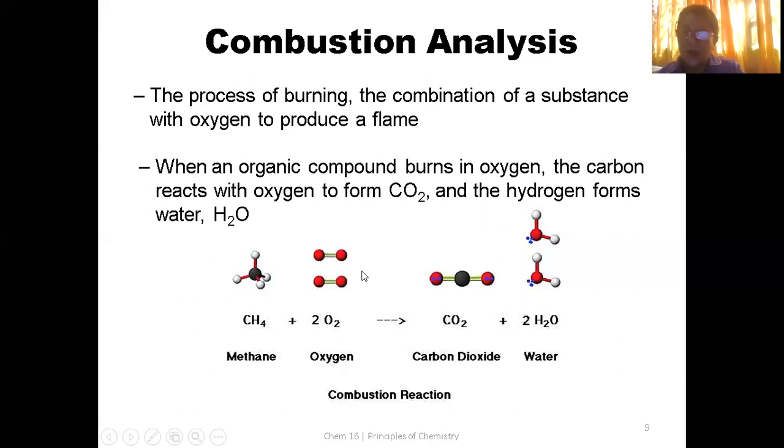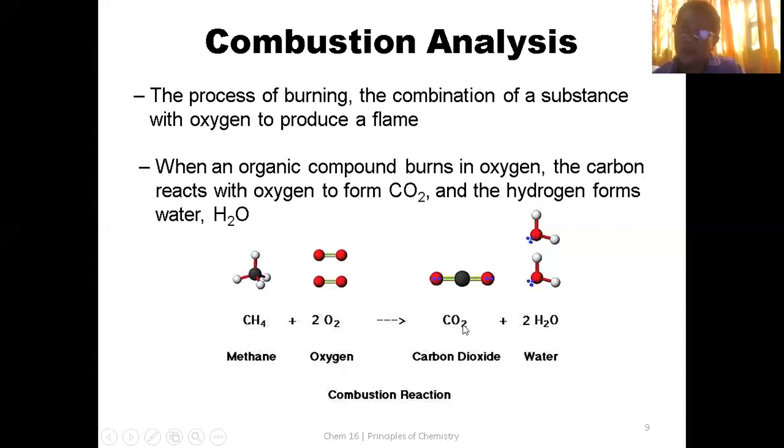So how are you going to balance this? As I have said, in combustion you look at the carbon and hydrogen. Carbon is 1, so there is no problem. The hydrogen is 2, so you add 2 here to make it 4. Hydrogen here is 4. 2 times 2 is 4. And the last one that you are going to balance is the oxygen.